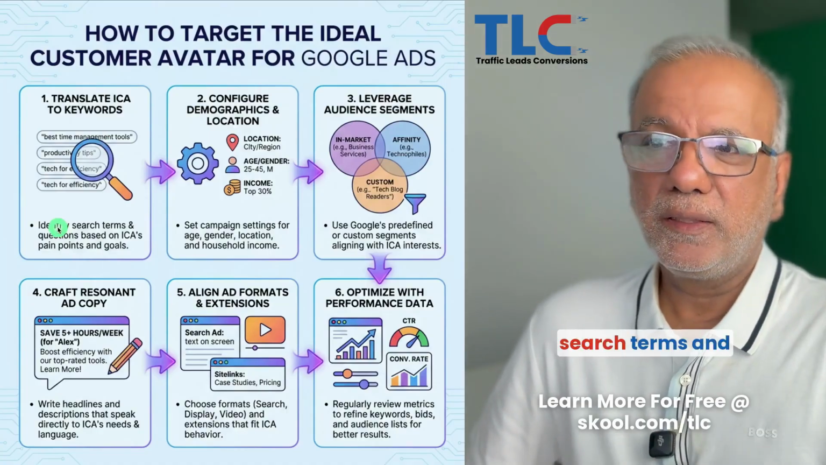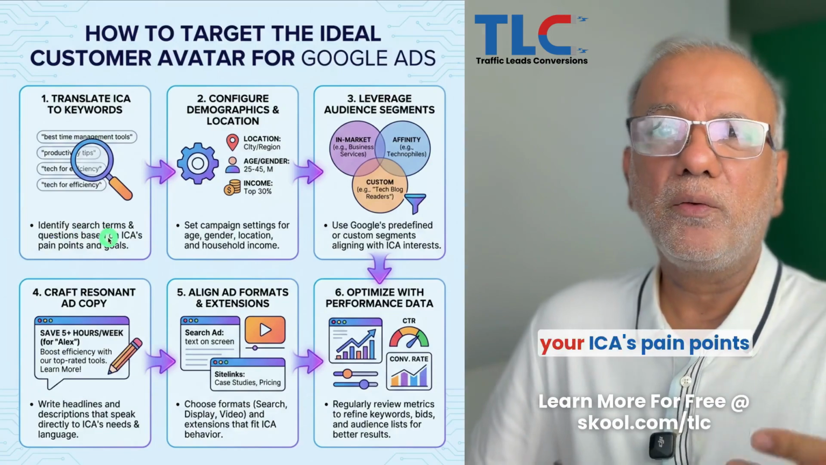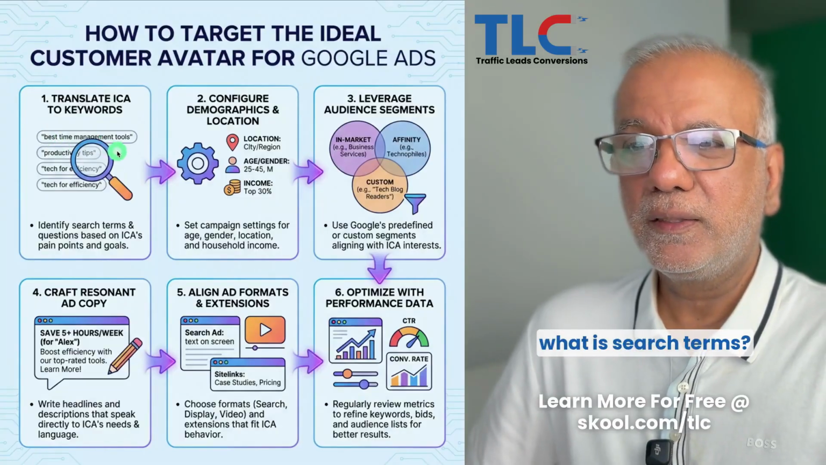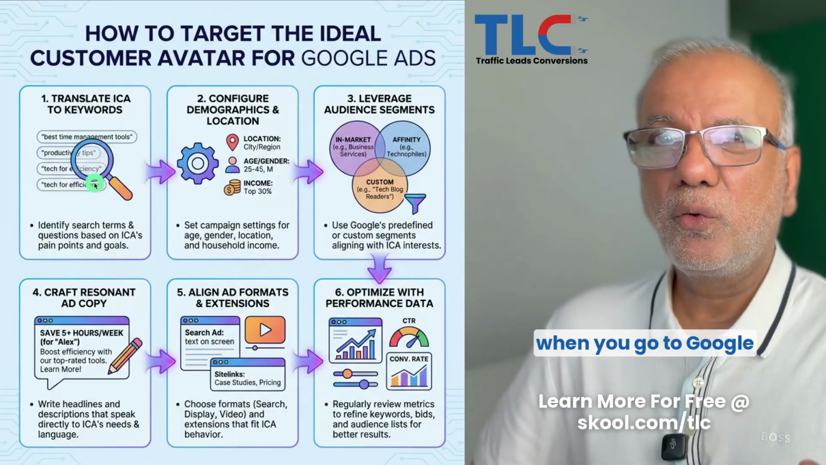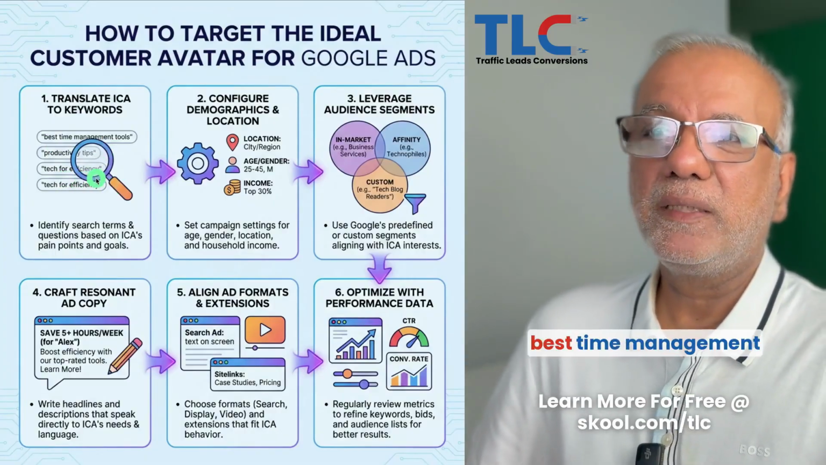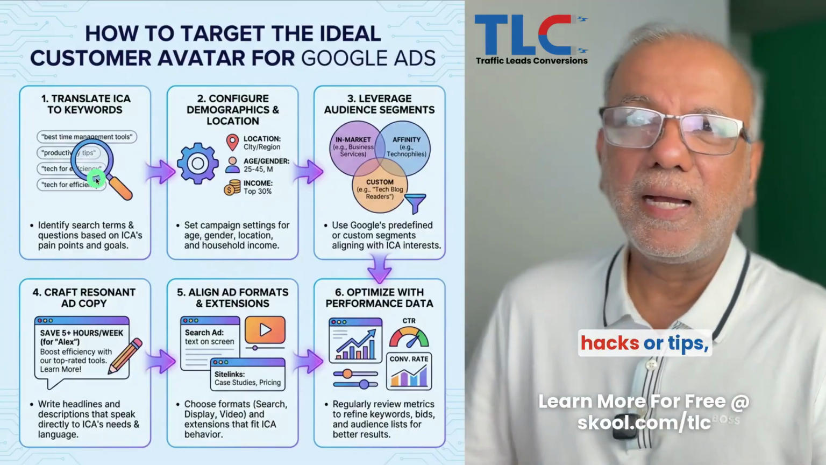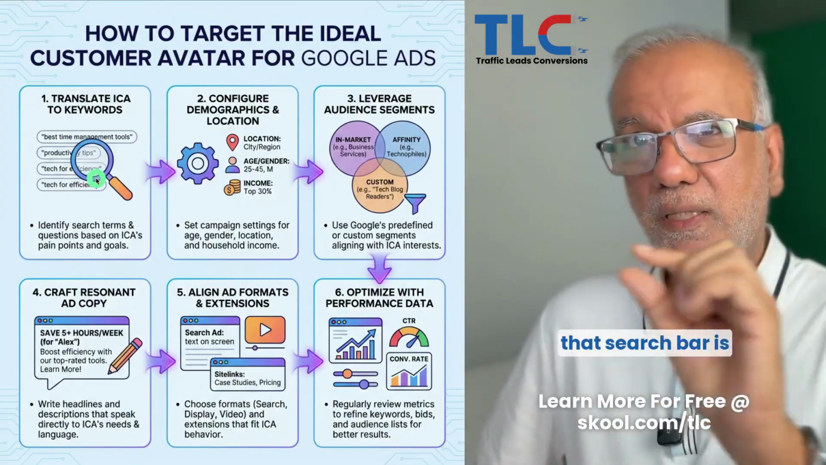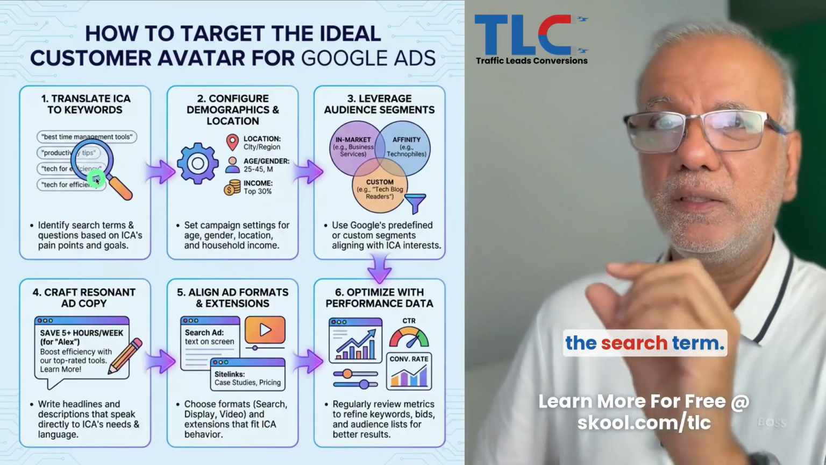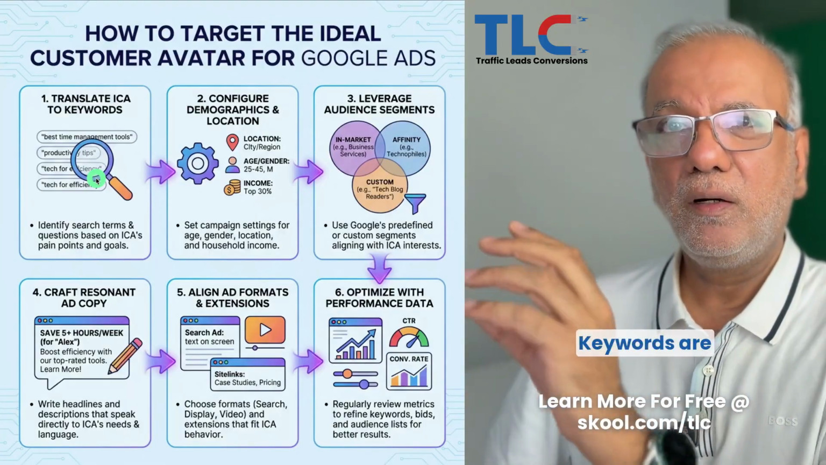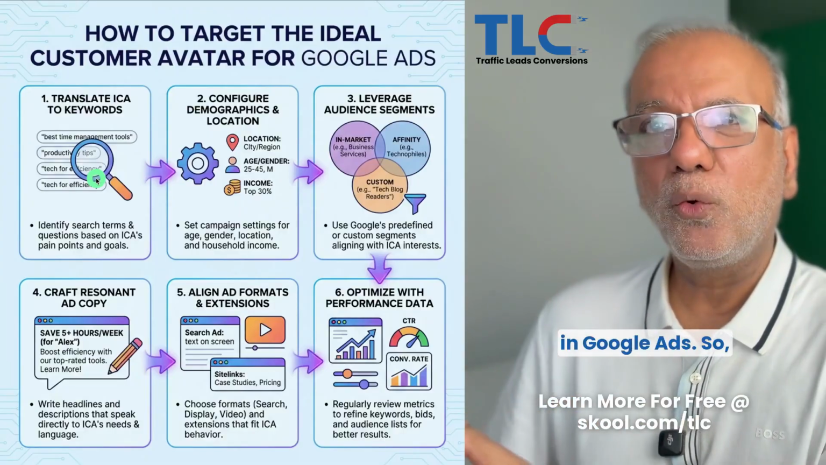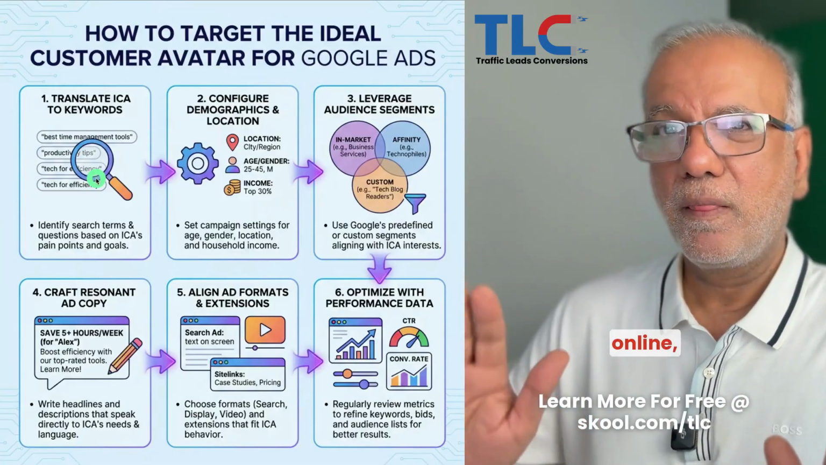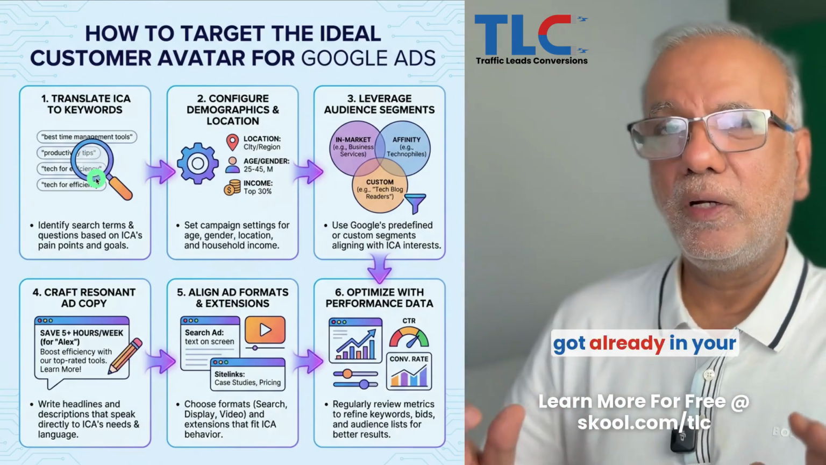So this one is identify search terms and questions based on your ICA's pain points and goals. So what are search terms? When you go to Google and you type in, let's say, best time management tool or productivity hacks or tips, buy iPhone 17, whatever you type in that search bar is the search term. Keywords are what you are targeting in Google Ads. So these are two different things. Search terms are what people are searching online, and the keywords are the ones which you've got already in your campaign.